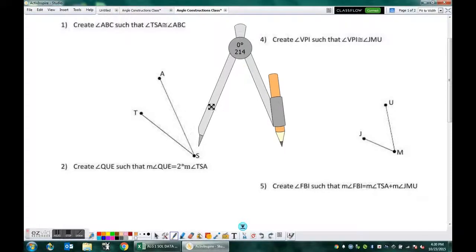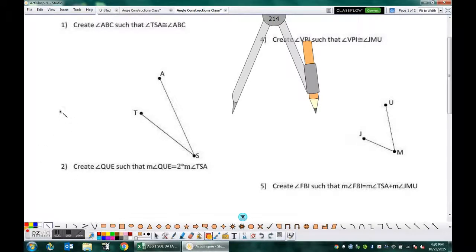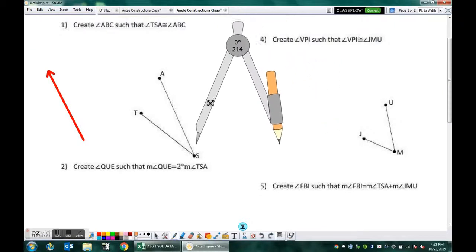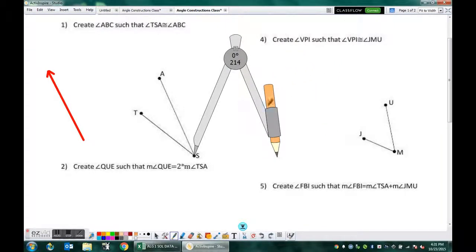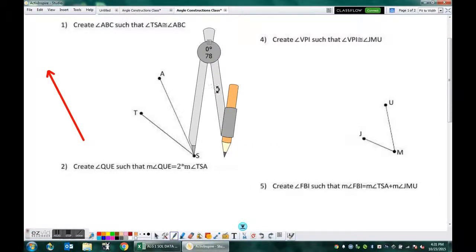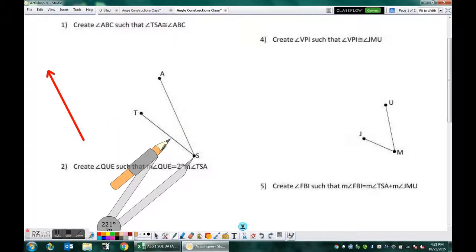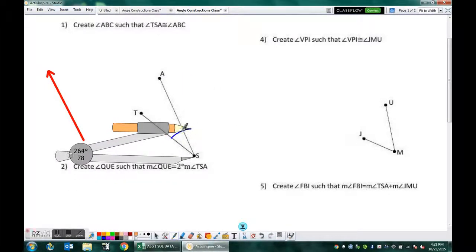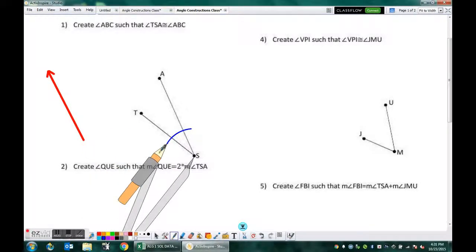So for the first one, for copying an angle, the first thing we have to do is draw a ray. This is going to be a spot where I can put my angle on later. Remember, a ray has one endpoint and goes on forever in the other direction. Next, I'm going to take my compass and put the sharp point on the vertex of that angle, that's the S in this case. And I'm going to adjust my compass so that I can swing through the angle, almost like making a congruent mark through it. So I'm making a little arc there.